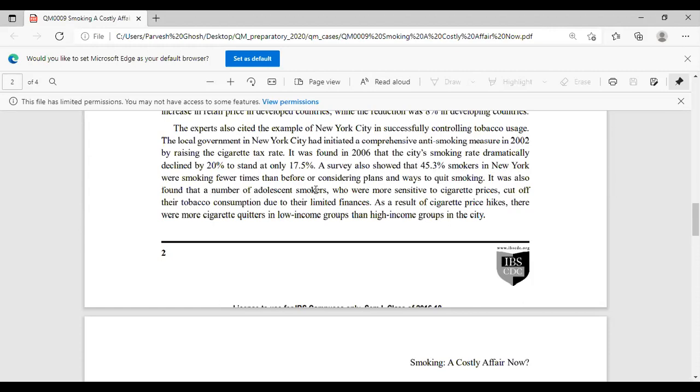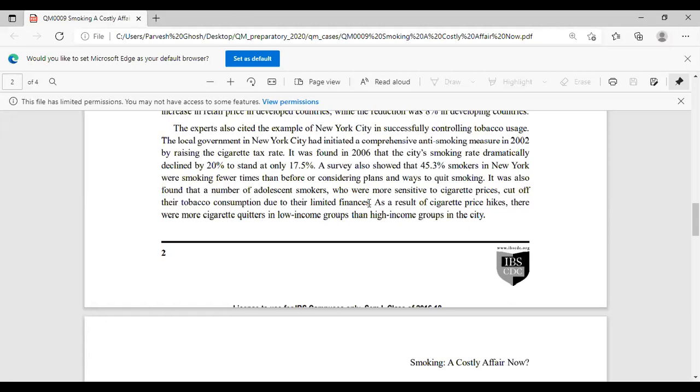It was also found that a number of adolescent smokers. Who are the adolescents? What is the age group of adolescents? 10 to 20 or something? 12 to 18. Yeah, 12 to 18. So even they are smoking. Okay. It was found that a number of adolescent smokers who were more sensitive to cigarette prices cut off their tobacco consumption. You can do a study, a live project, on this.